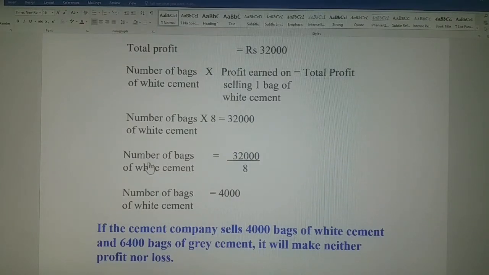So we can say that the company must have sold 4,000 bags of white cement. If the company is selling 4,000 bags of white cement and it is getting 8 rupees profit per bag of white cement, then its total profit will be 32,000. So if the company sells 4,000 bags of white cement and 6,400 bags of grey cement, the company will neither make profit nor loss. This is the answer.